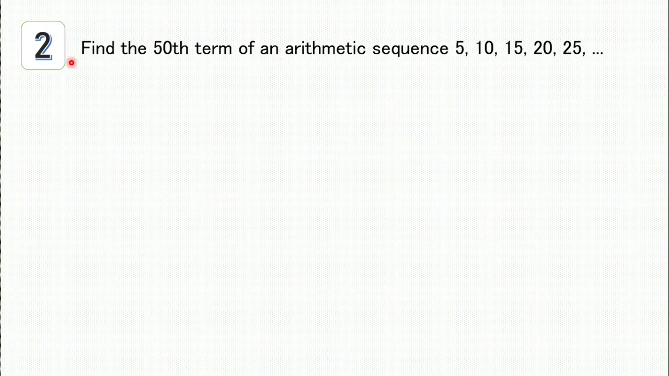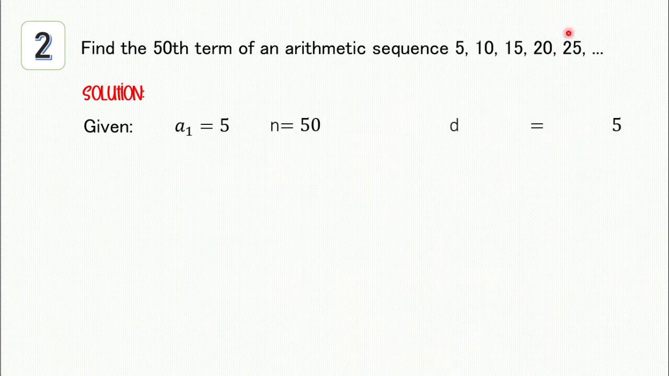Let's have number 2. Find the 50th term of an arithmetic sequence, 5, 10, 15, 20, 25. There are only 5 terms given. Tapos, hahanapin natin yung 50th term. So, napakalayo nun. So, gagamit tayo ng formula ng nth term of arithmetic sequence, kagaya ng ginawa natin sa number 1. So, let's have the solution. List natin lahat ng given. Yung a sub 1 natin is 5. So, yung n naman, since 50th term, so n is 50.